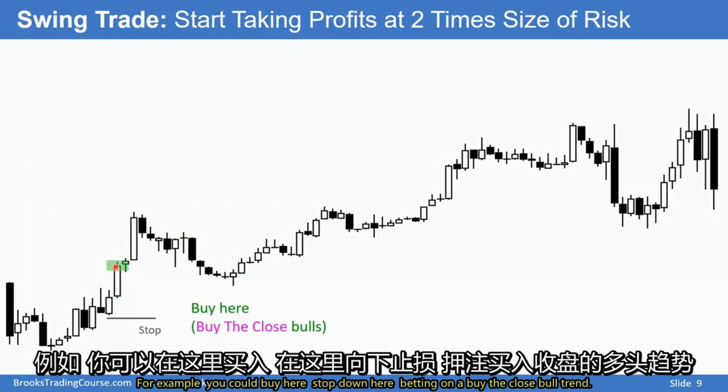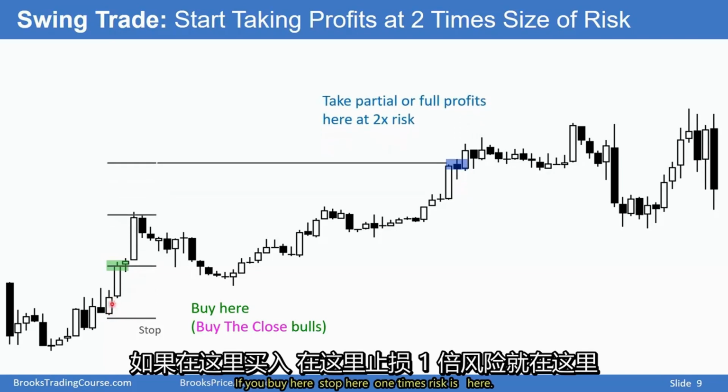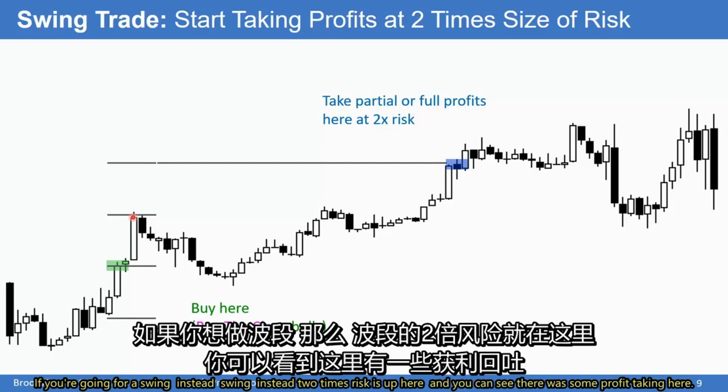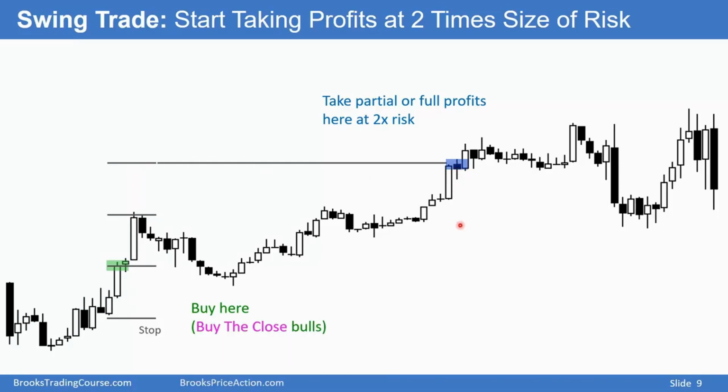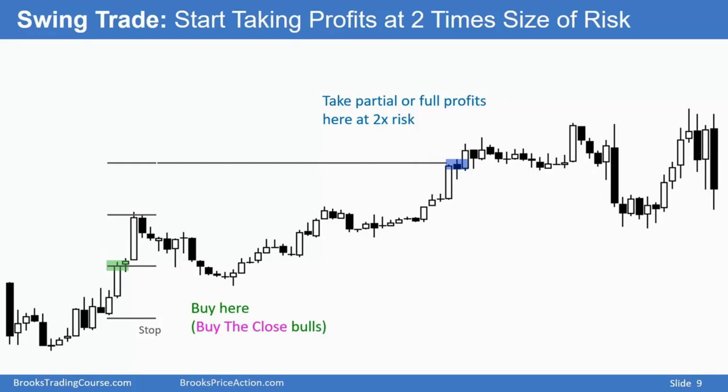For example, you could buy here, stop down here, betting on a buy the close bull trend. If you buy here, stop here, 1 times risk is right here. It's reasonable to exit here because you're taking a high probability trade. If you're going for a swing instead, 2 times risk is up here. And you can see there was some profit taking here. This is where scalpers would get out. This is where swing traders would at least take partial profits.